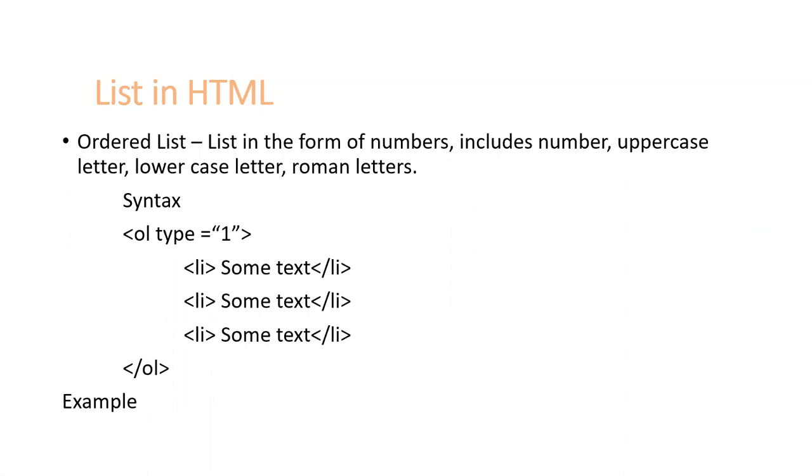Before that, just a quick recap of the last lecture. In the last lecture, we have seen lists in HTML. There are different types of lists available, for example, ordered list, unordered list, and description list.